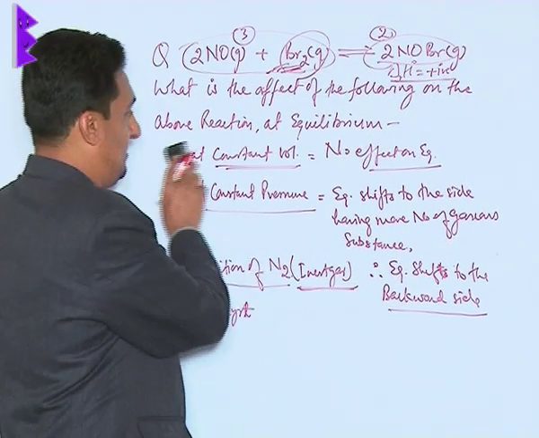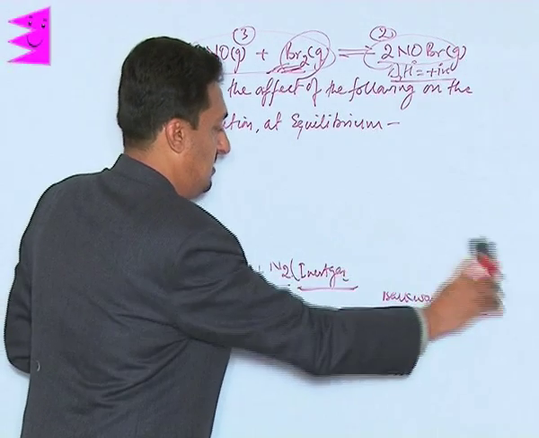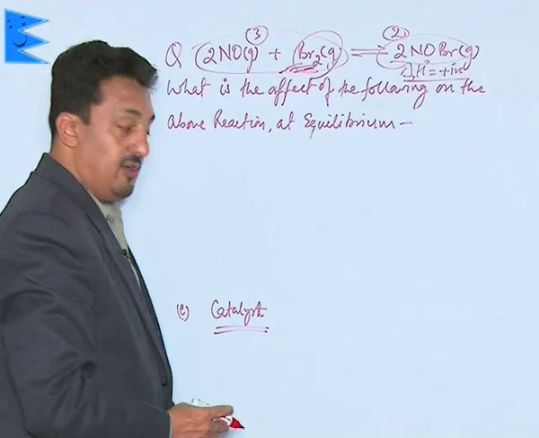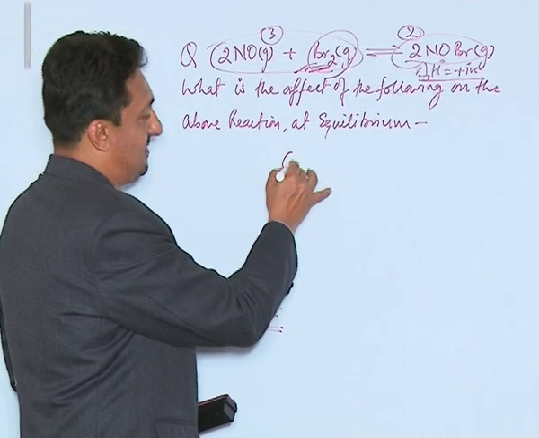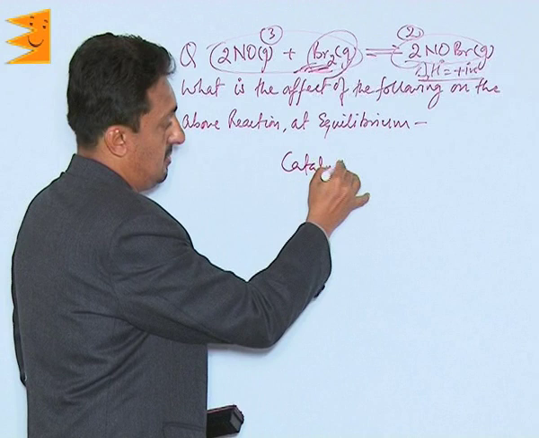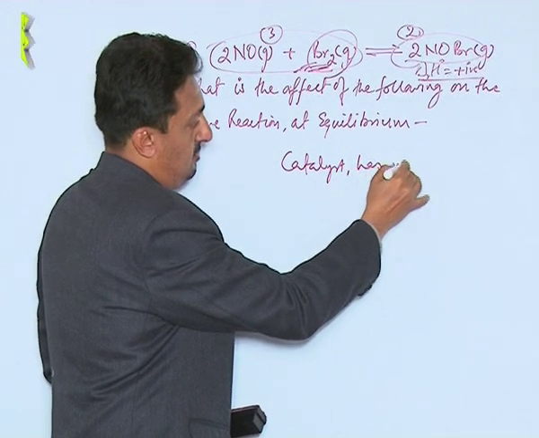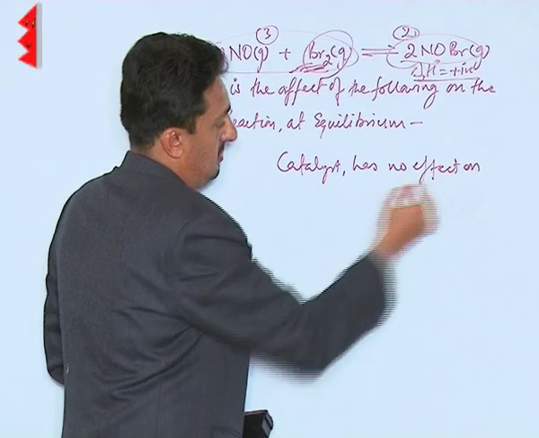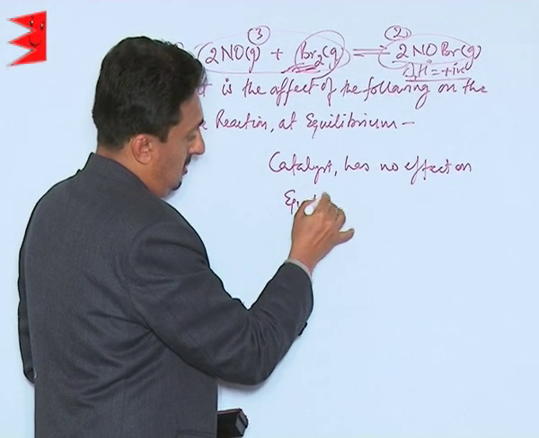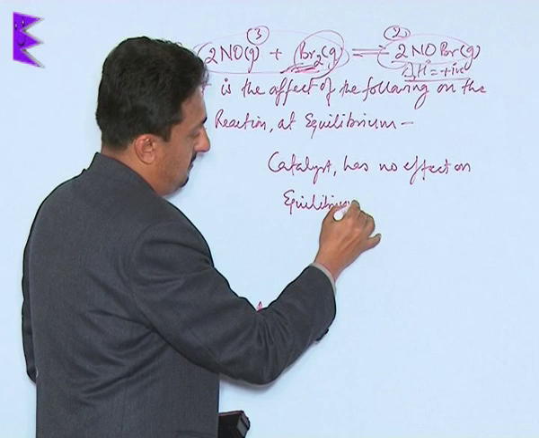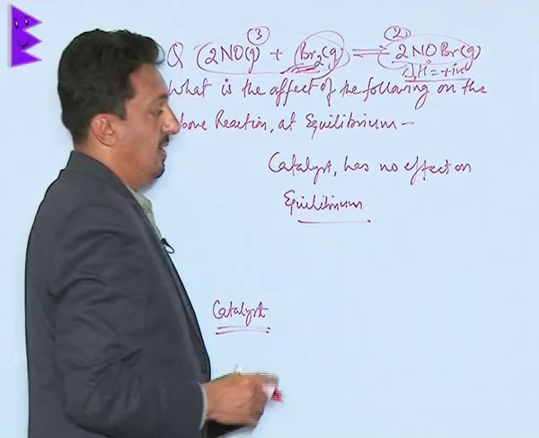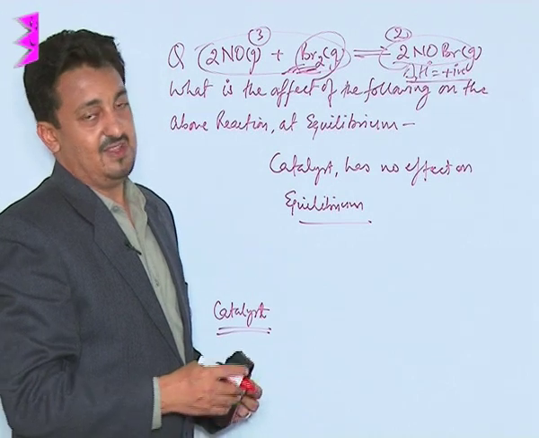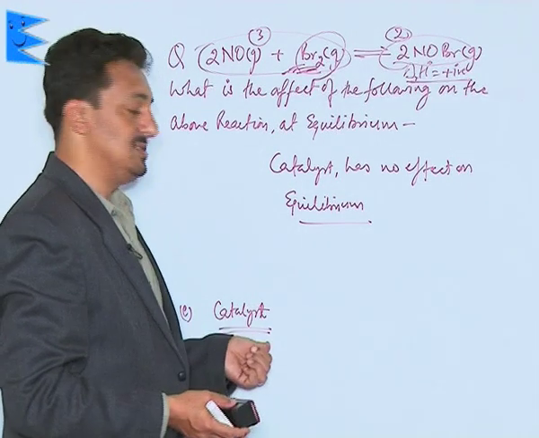Now let us take the last factor which is given in this question, the catalyst. We already know the catalyst has no effect on equilibrium. It only reduces the time to achieve it, otherwise it has no effect. So we will write this answer on this.